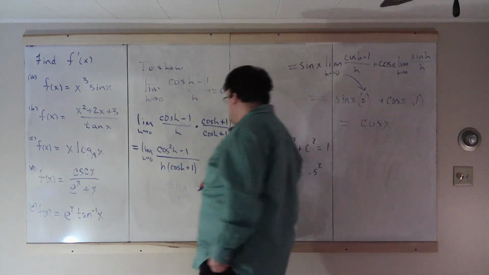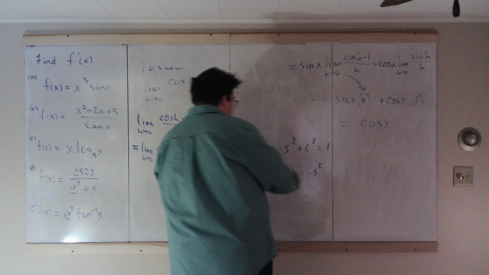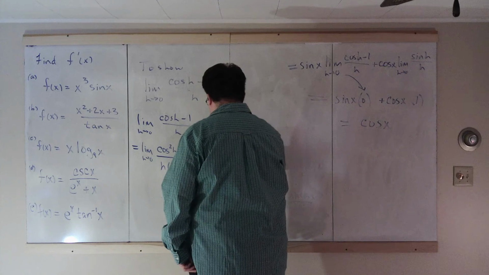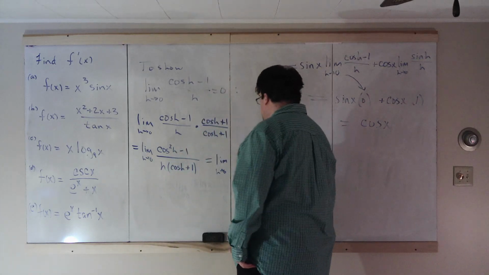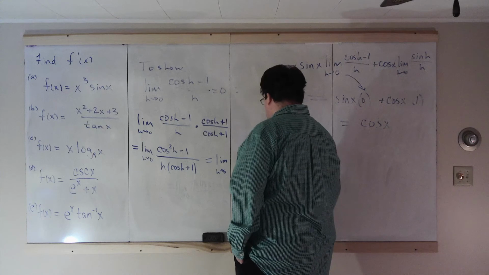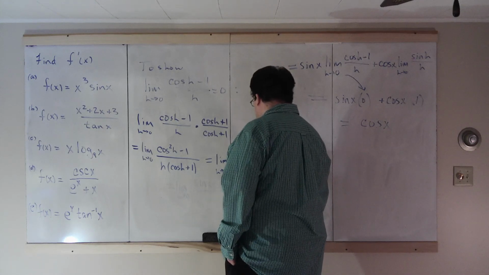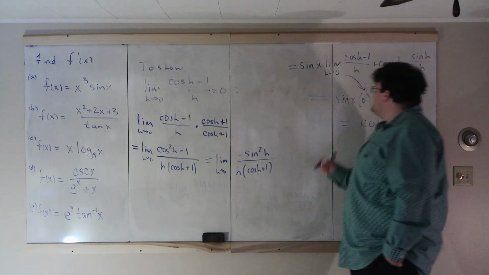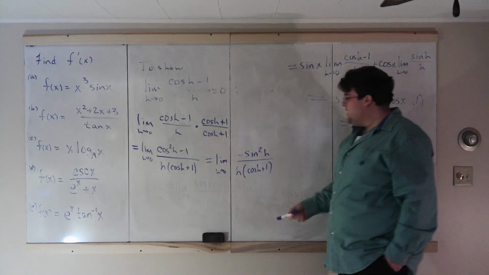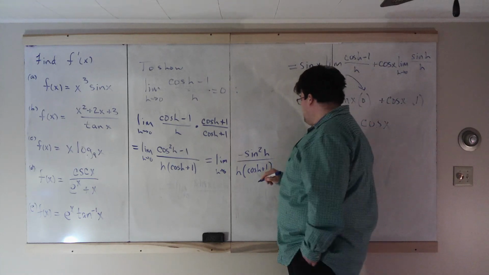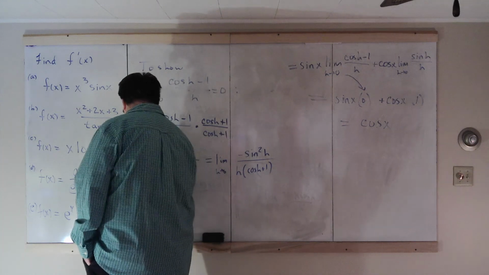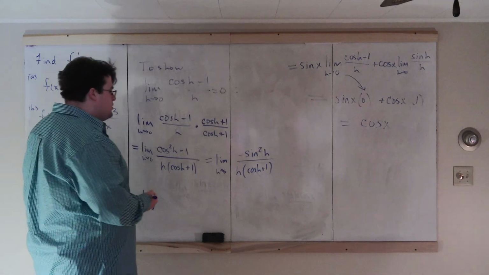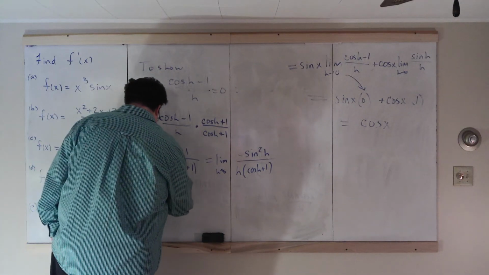Now, how is that going to matter? Well, cosine squared minus 1 is negative sine squared. So this numerator is negative sine squared of h, and the denominator we haven't done anything with. Well, what can we do with this? Look at this again. We have a sine h over h. Let's just rearrange that so sine h over h is thrown in front of our faces. Equals the limit as h approaches 0.